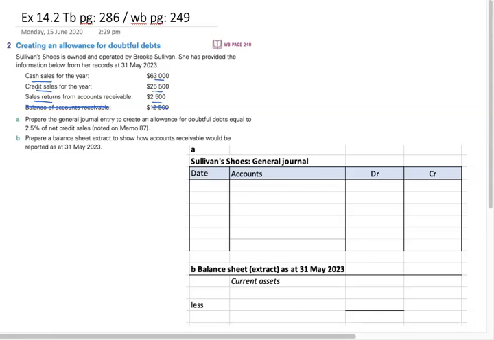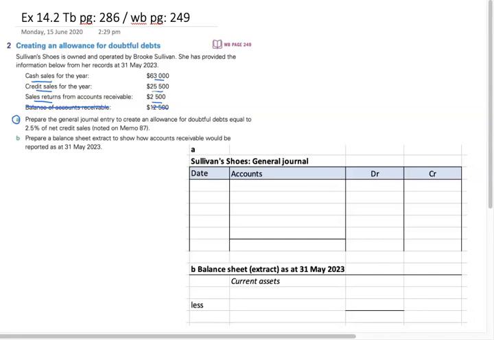Part A of this question is asking us to prepare the general journal entry to create an allowance for doubtful debts equal to 2.5% of net credit sales. What does this mean? This question is asking us to acknowledge that we have done credit sales for the year, and we need to understand that 2.5% of them is predicted to not be paid back.